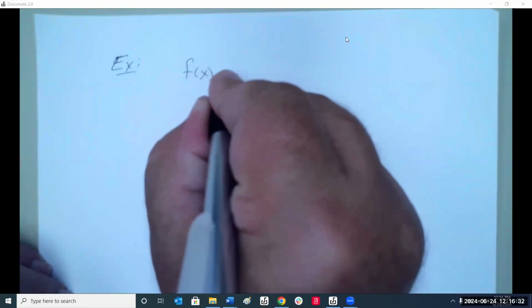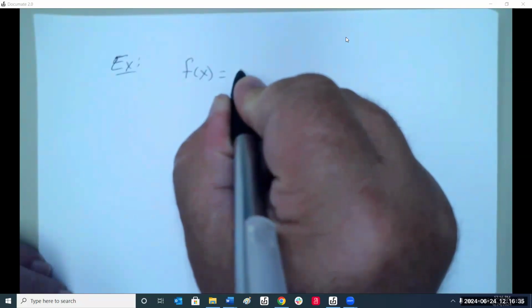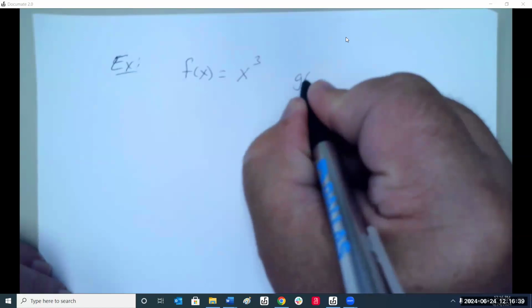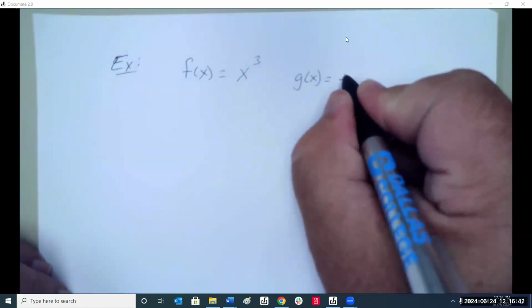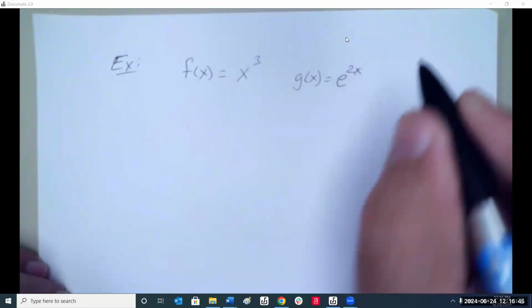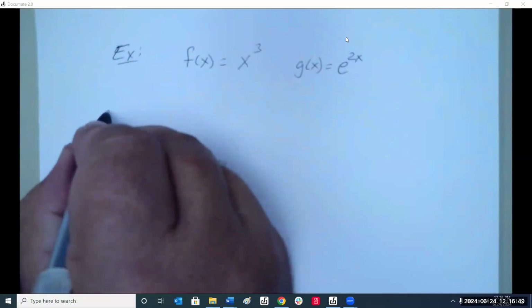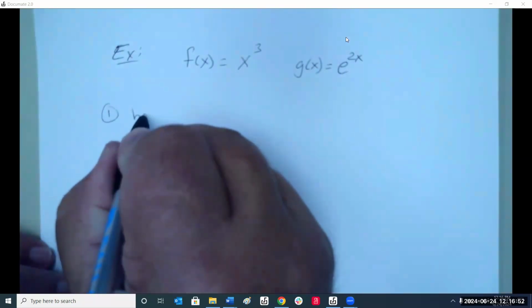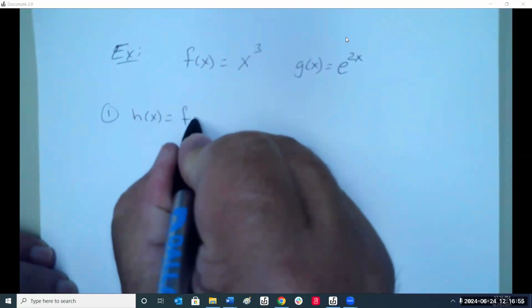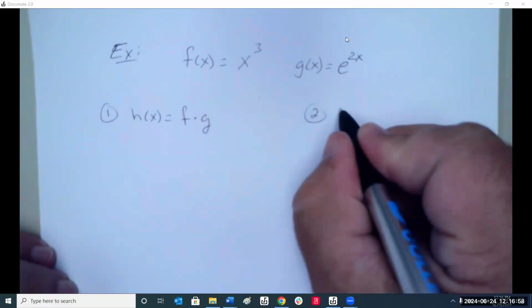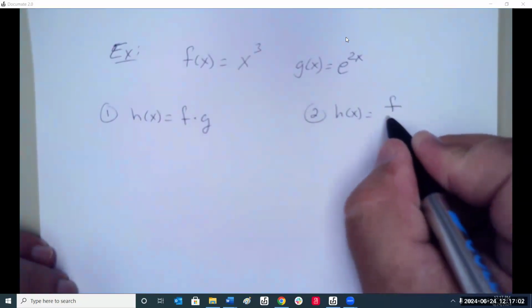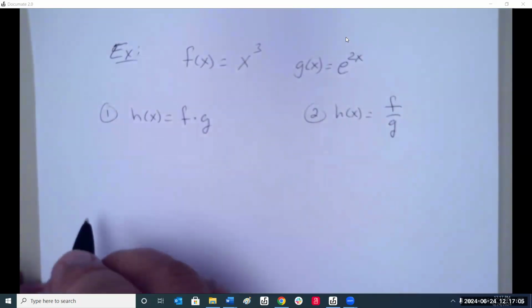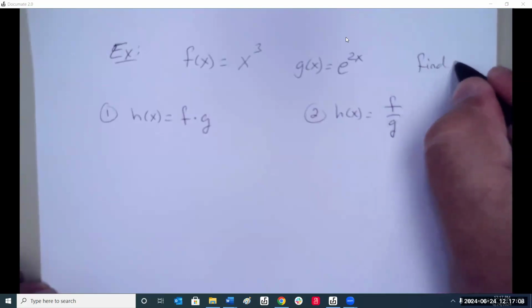All right, let's look at an example here. Actually, I'm gonna give you a smaller one first. f of x equals x to the third, and g of x equals e to the 2x. h of x equals f times g, and h of x equals f divided by g. Find h prime.